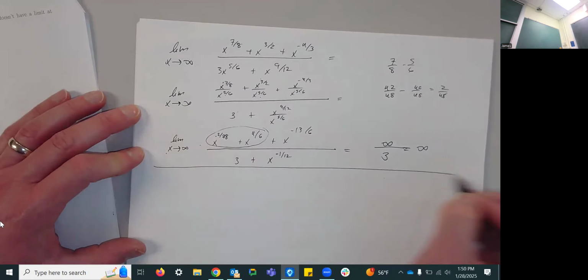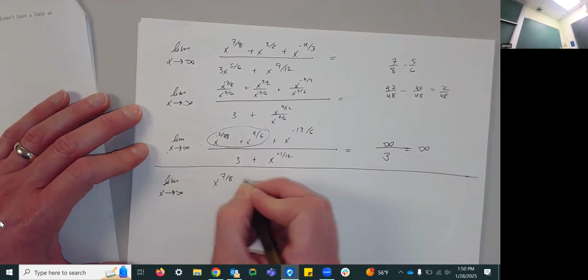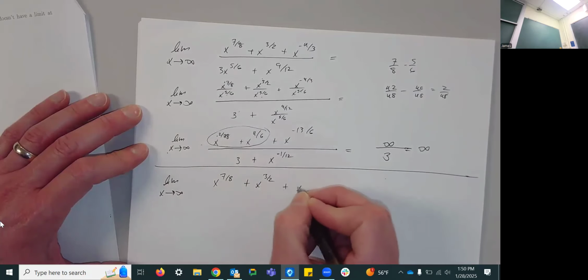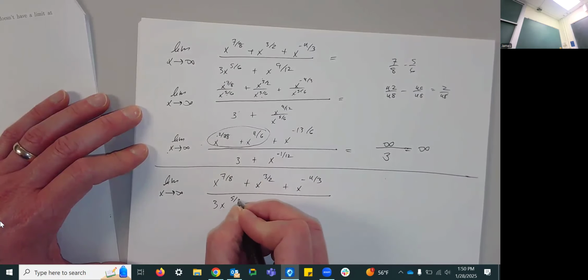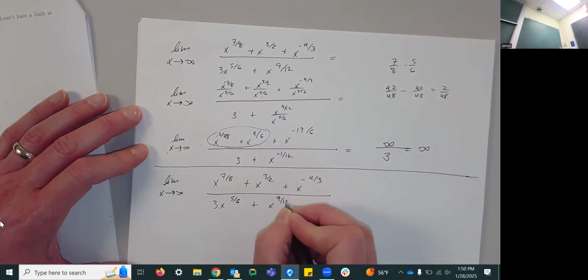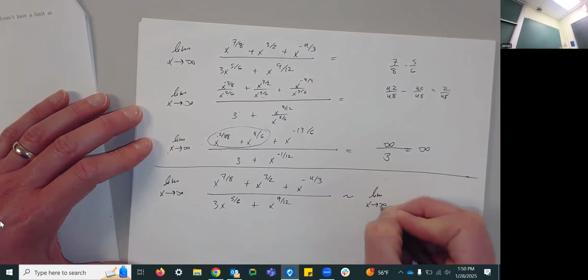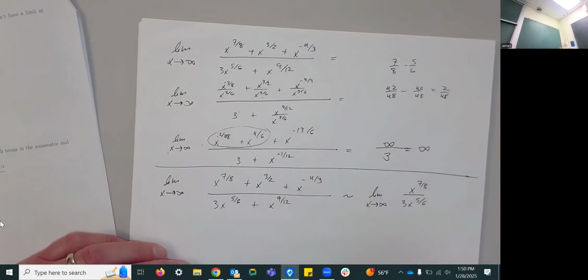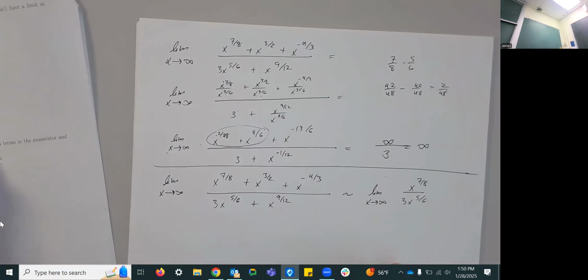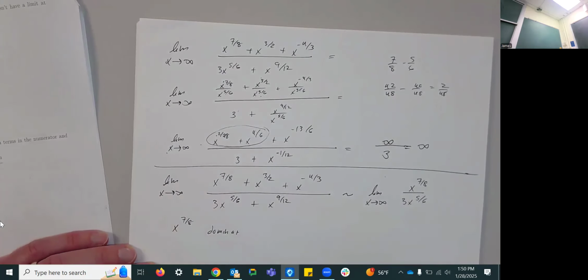So what he wanted you to do is say, well, if I look at this limit here, what matters is really only the highest power of x in each of the numerator and the denominator. So what we can kind of say here is that this is essentially the same as the limit as x goes to infinity of x to the 7/8 over 3x to the 5/6. And doing what he's asking us to do, I would say that x to the 7/8 dominates the numerator. Oh, I'm missing something. Am I right?